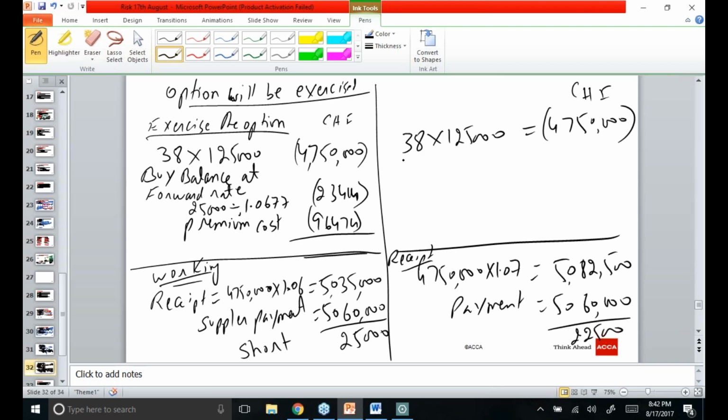That means you have an excess of 22,500. Book a forward and sell that amount at forward. That is 22,500 at 1.0677. And when we convert, it will become 21,073. This will be positive because you are receiving this amount.